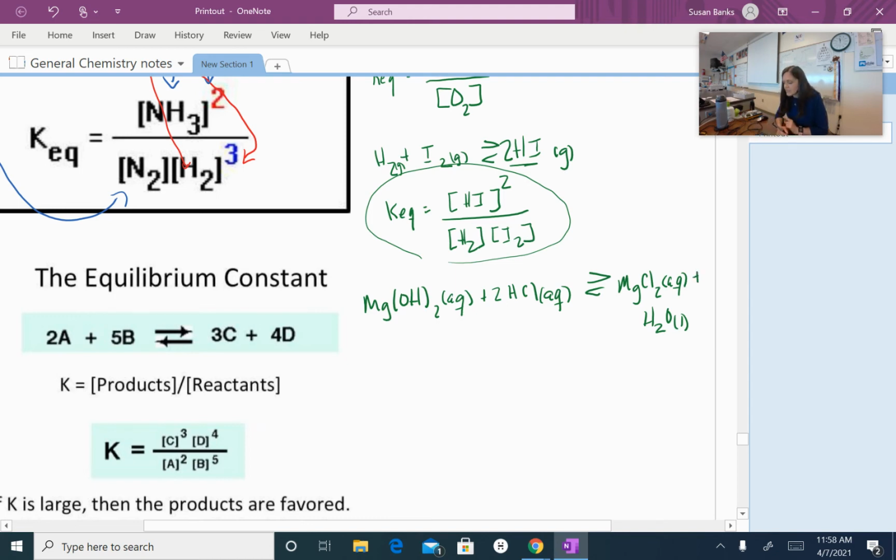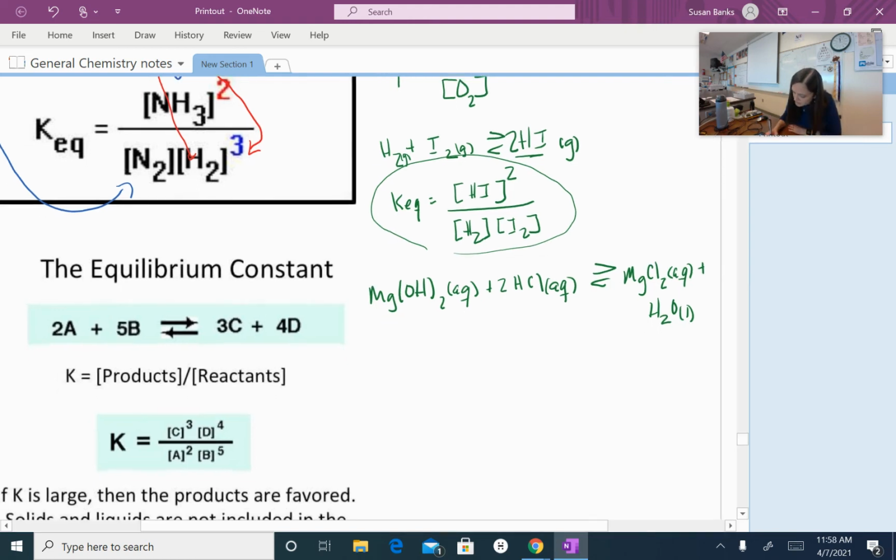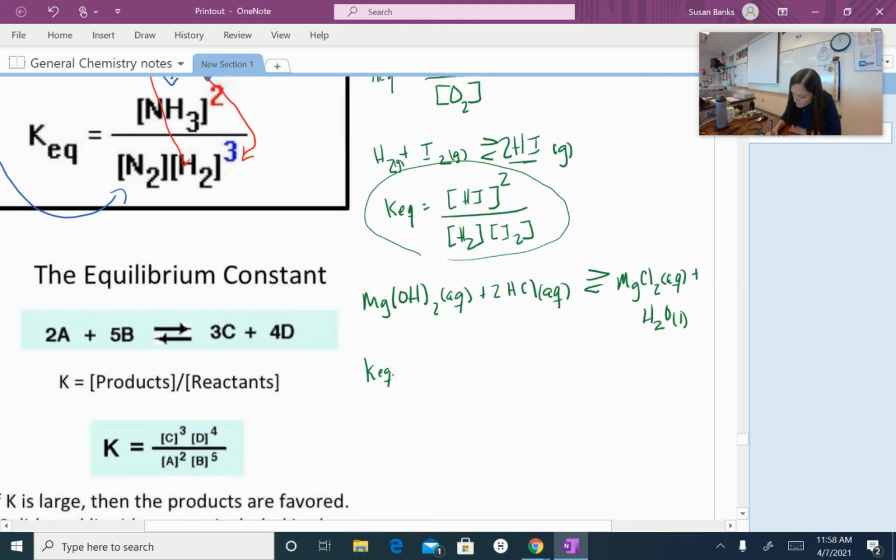Okay, take a minute and write your equilibrium expression. Remember, products on top, reactants on the bottom, coefficients become exponents. Okay, you ready to check? Let's look at our products. So our products, we have magnesium chloride in the aqueous state. So it's aqueous. We can actually use it. We can use gases and aqueous. So we would put our magnesium chloride concentration on the top.